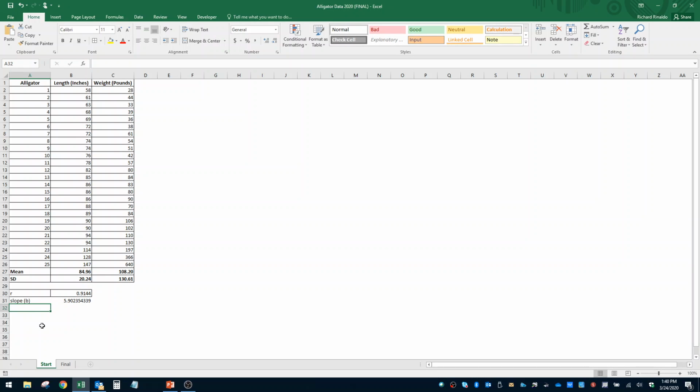And my y-intercept, which for now we call A, is equal to the mean of y minus the slope multiplied by the mean of x.